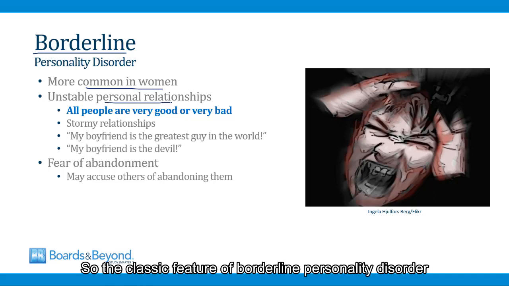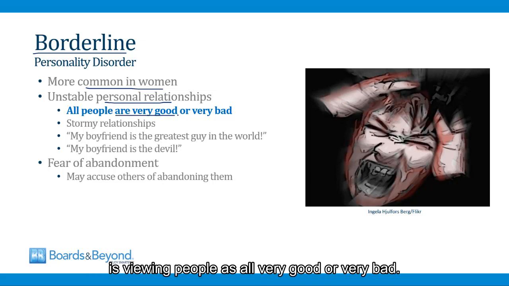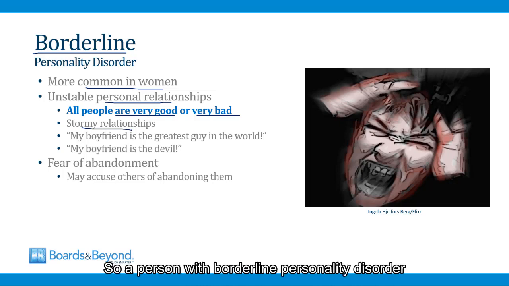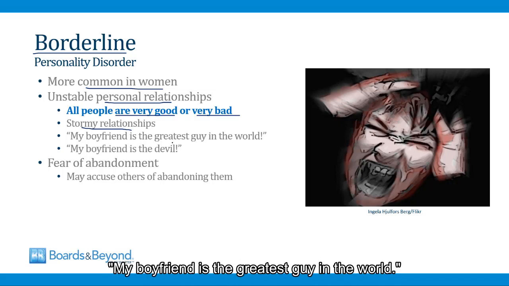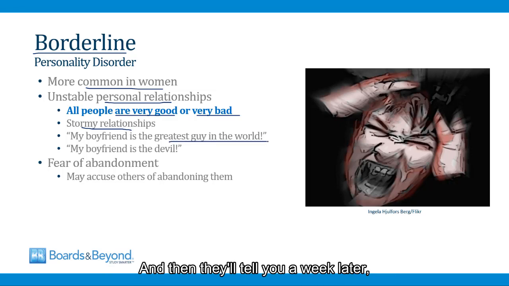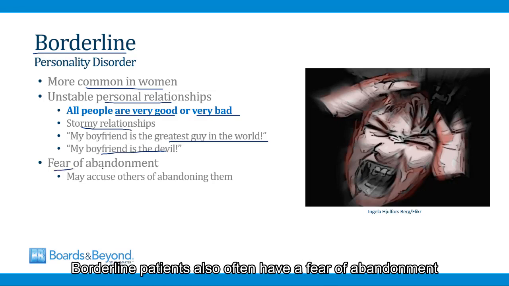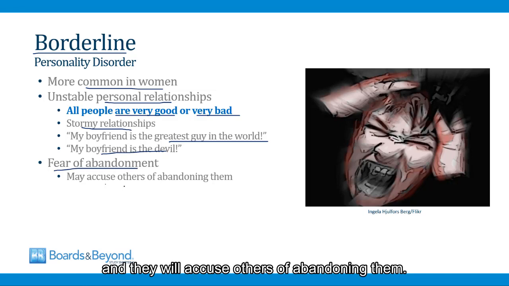So the classic feature of borderline personality disorder is viewing people as all very good or very bad, and this results in stormy relationships that are very hot and cold. So a person with borderline personality disorder will tell you one day, my boyfriend is the greatest guy in the world, and then they'll tell you a week later, my boyfriend is the devil. There's nothing in between, no gray area. They're always operating in the extremes. Borderline patients also often have a fear of abandonment, and they will accuse others of abandoning them.